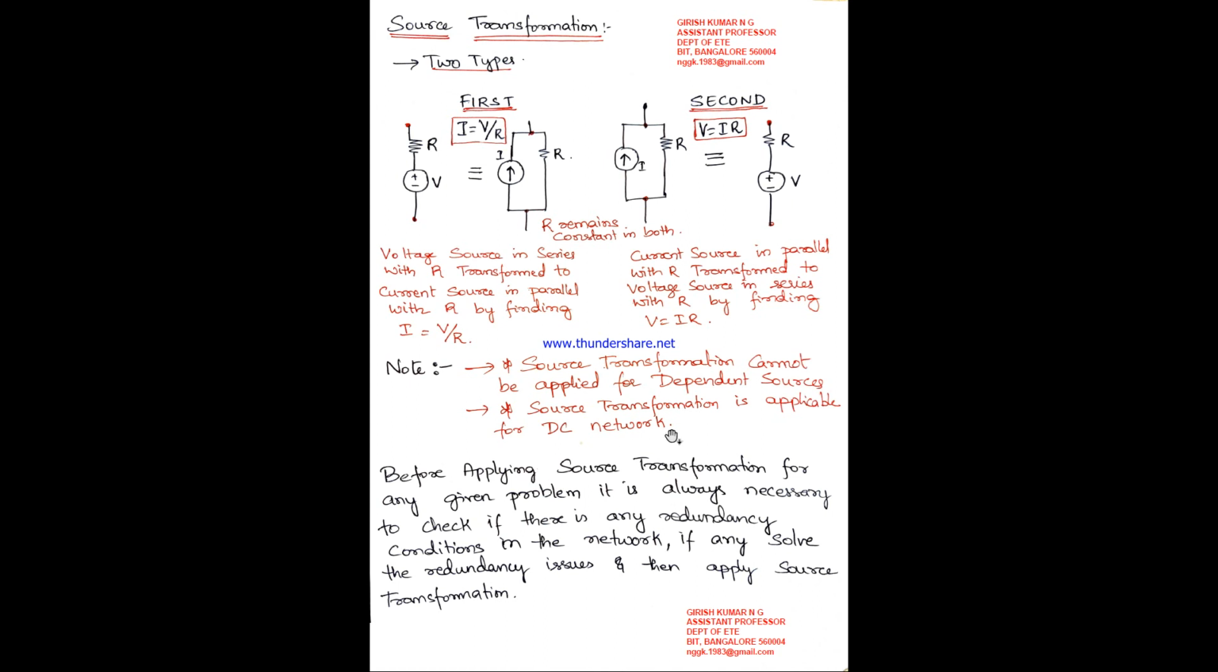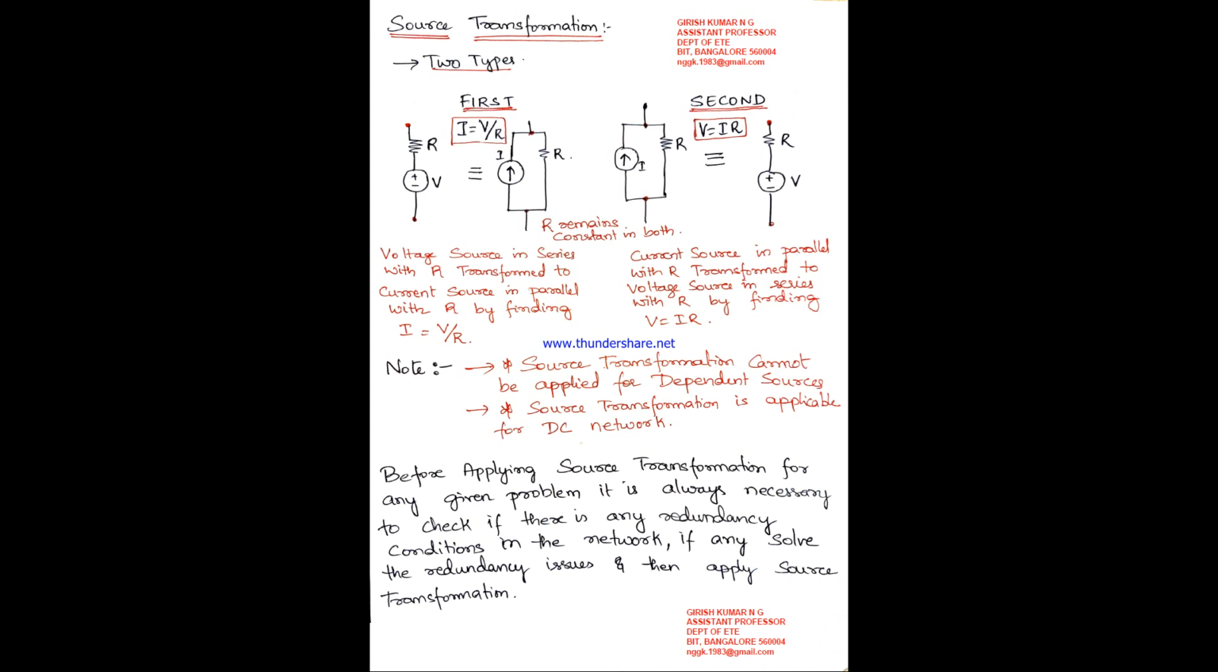The second point is, source transformation is applied only for independent sources. Therefore, source transformation cannot be applied for dependent sources. Why? Because you can't transform a circuit which has a dependent source, because dependent means it will be dependent on some other variable. So how can you transform the dependent source when it is dependent on some other variable? It is not possible. Therefore, you cannot use the source transformation algorithm for a circuit which has dependent sources.